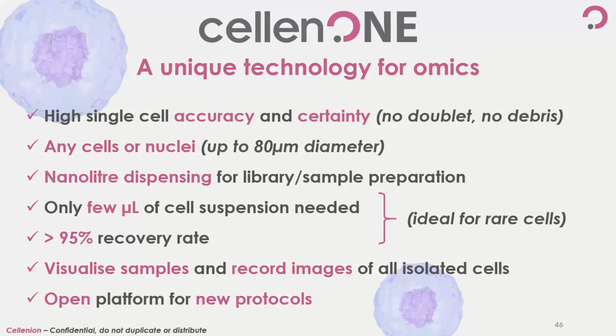So to summarize, CellenONE is a unique technology for omics field. So we do achieve high single cell accuracy and certainty without having any doublets or any debris. We can work with any cells or nuclei up to 80 micrometers in diameter. We can use the CellenONE to do nanoliter dispensing for library or sample preparation because our system works with aqueous solution as well as organic-based solvent. We can work with rare cells because we need only few microliter of cell suspension to isolate, and we have very high recovery rate. We are able to visualize sample and record images of all the isolated cells. So this is as well really nice because we can correlate all the results that we get from the omics experiment to the images of the cells. So it's an open platform for new protocols.